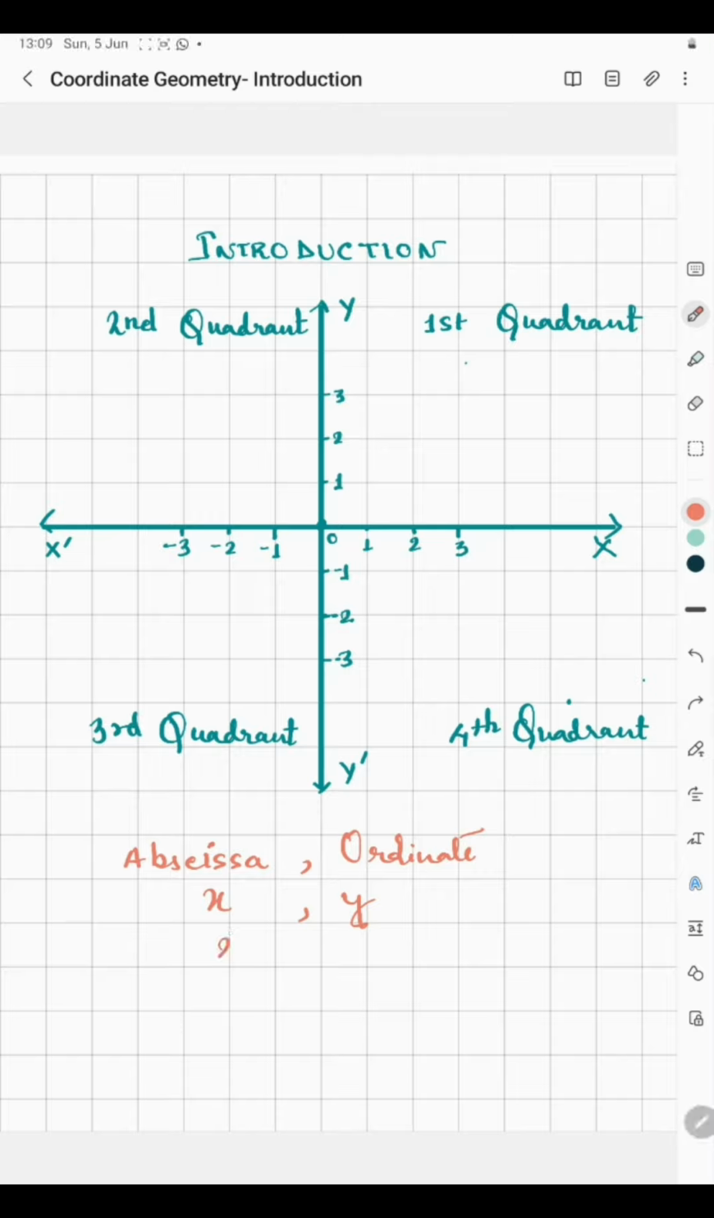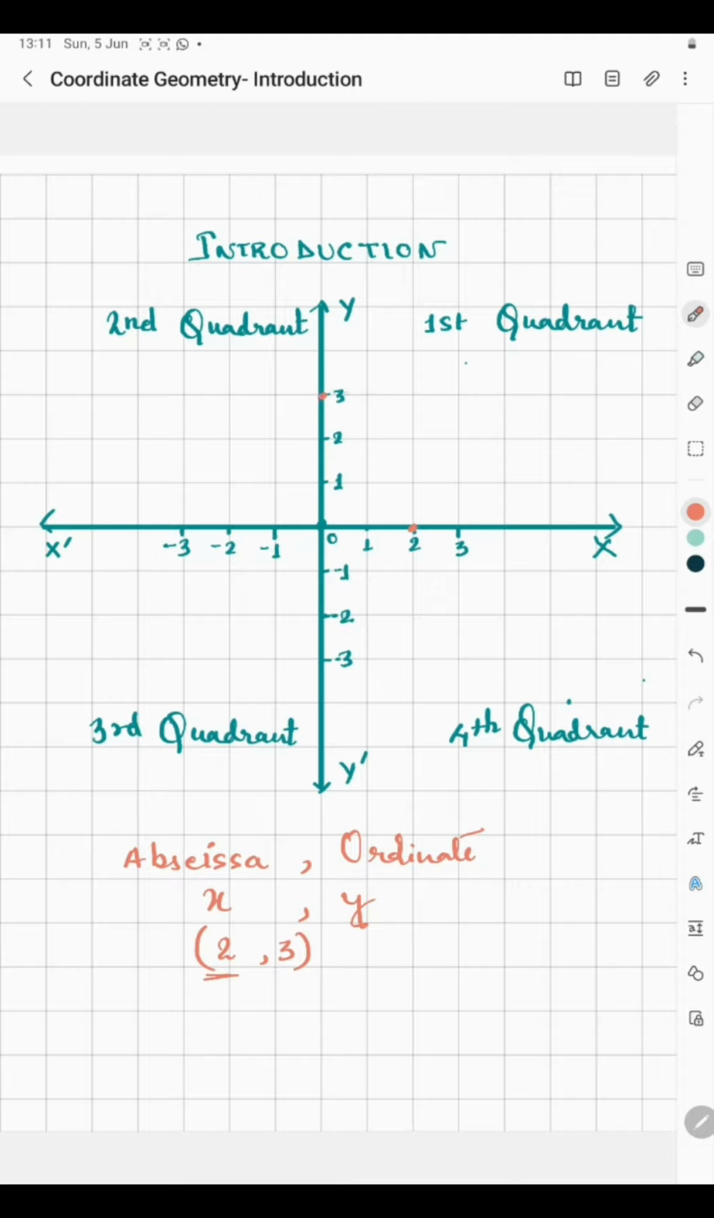Suppose the value of x is given as 2 and the value of y is given as 3. Now we have to locate this point on this graph. Here abscissa, the value of x, is 2 and ordinate, the value of y, is 3. Now where is 2 on the x-axis? From the origin we'll start, and as 2 is positive, we'll go to the right of the origin. So here is 2. Now the value of y is 3, which is positive, so we will look at the upper part of the origin. So here is 3.